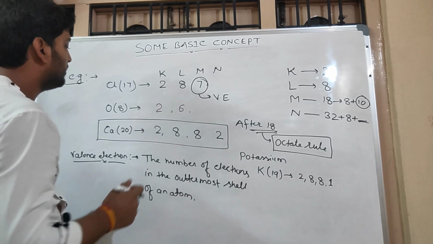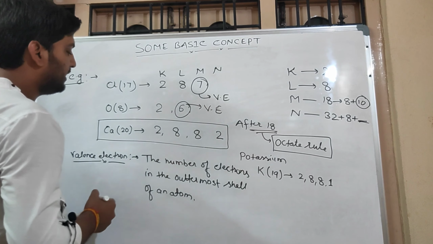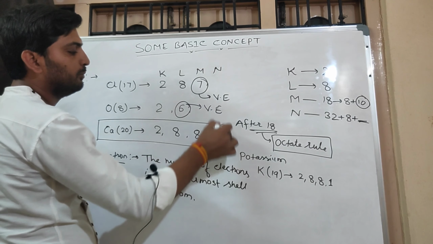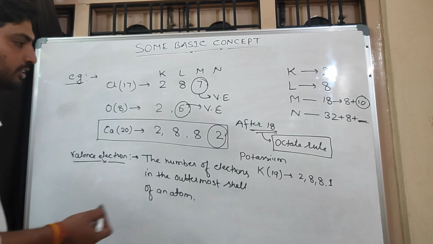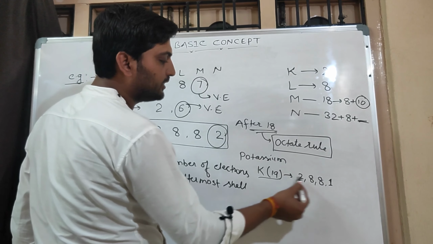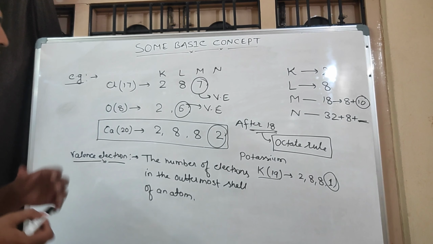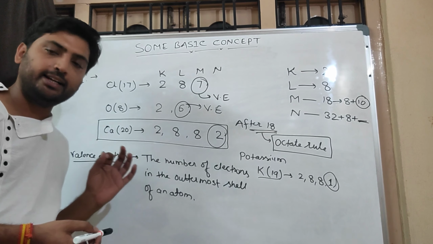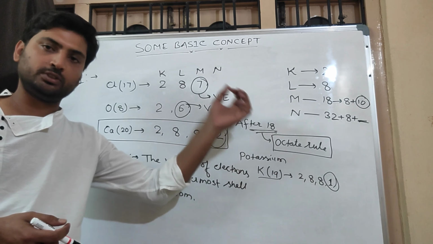What is the valence electron of oxygen? That is 6. What is the valence electron of calcium? 2. Because the number of electrons in the outermost shell will give you the valence electron. Here, what is the valence electron of potassium? 1. Okay, the number of electrons in the outermost shell of an atom is called valence electron. Did you understand this octet rule?